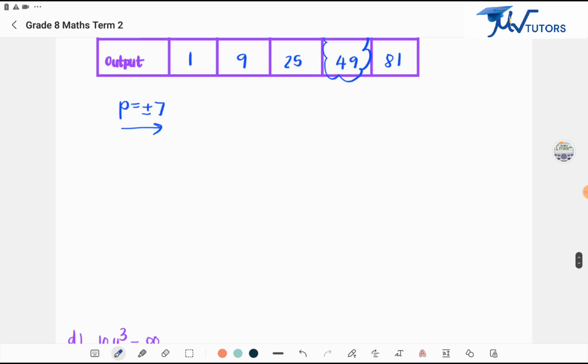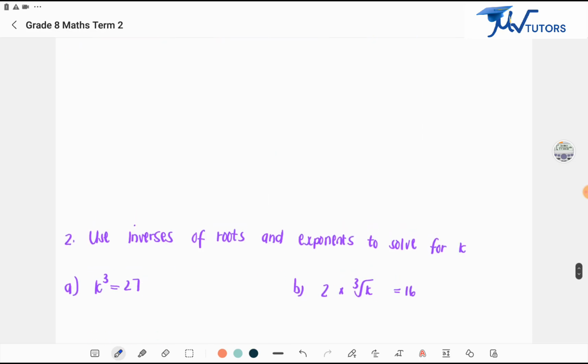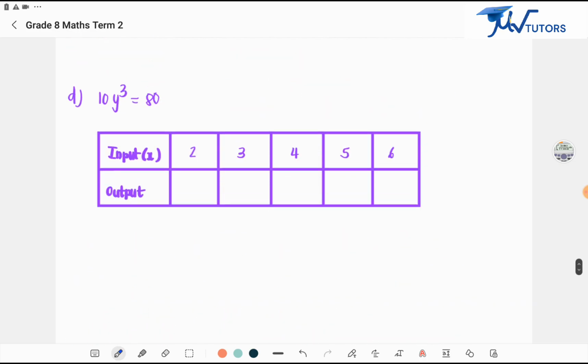Yes. And then the last table that we're going to do is 10 times y cubed is 80. So what happens if we now put 2 in the place of y and we cube it?